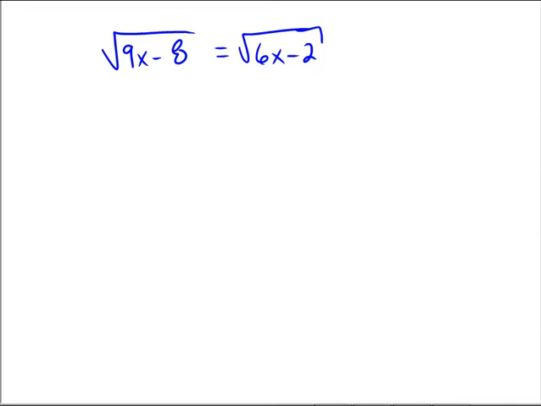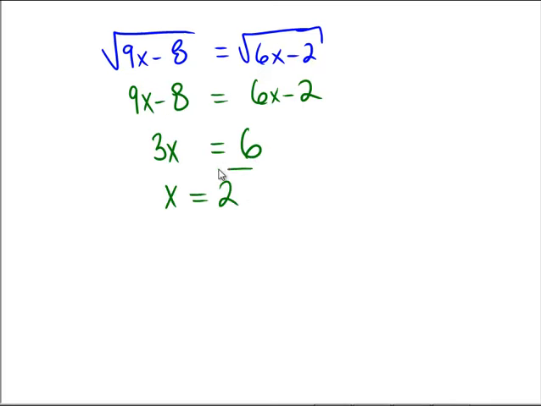So for this problem, why don't you pause the video and see if you can work it out on your own. I left them both on the same side here, so you don't need to do that extra step at the beginning. And assuming you took a shot and paused it and tried it out, on the left hand side after squaring we'd have 9x minus 8, and on the right hand side 6x minus 2. Moving 6x to the left would give me 3x, and adding 8 to both sides would yield 6. And then finally dividing by 3 would yield an answer that seems to be x equals 2.